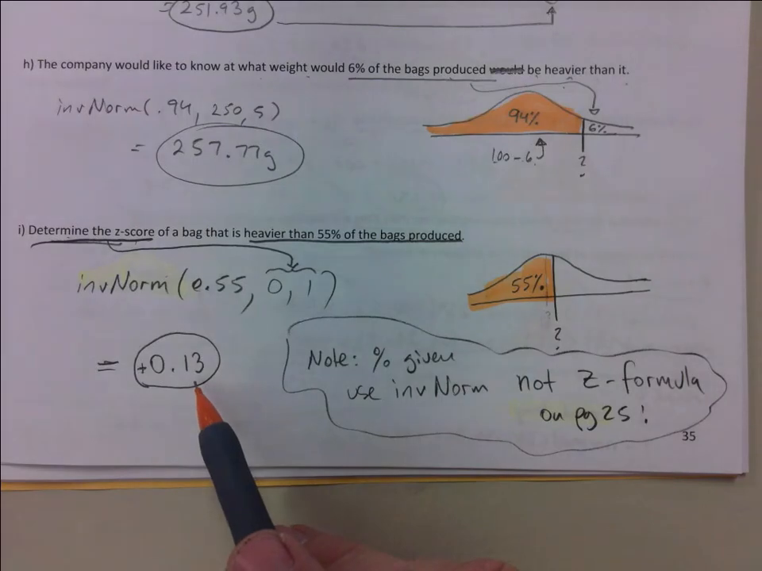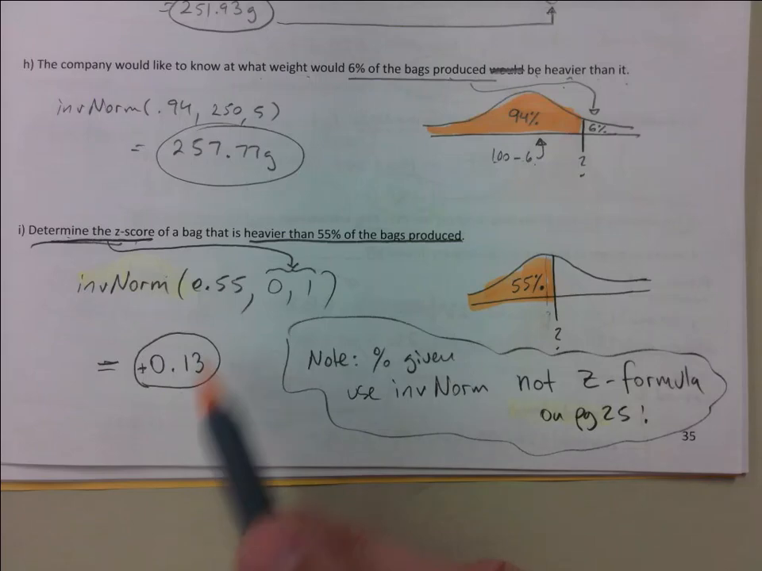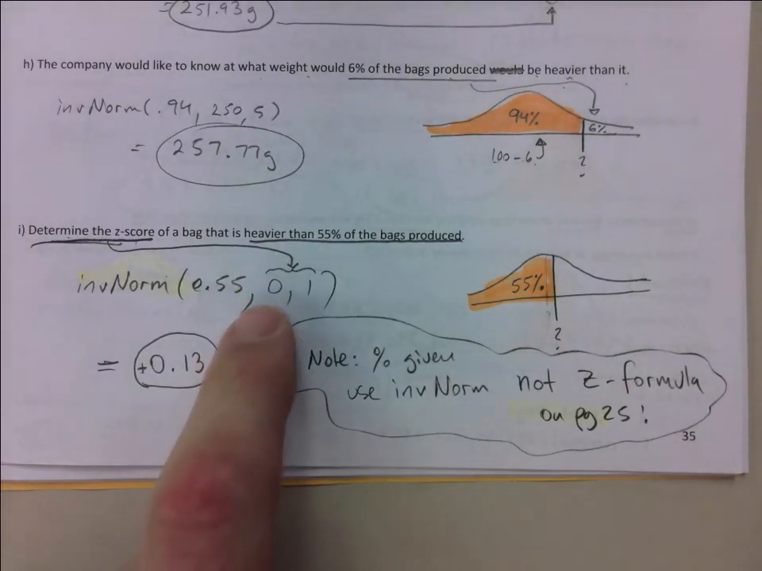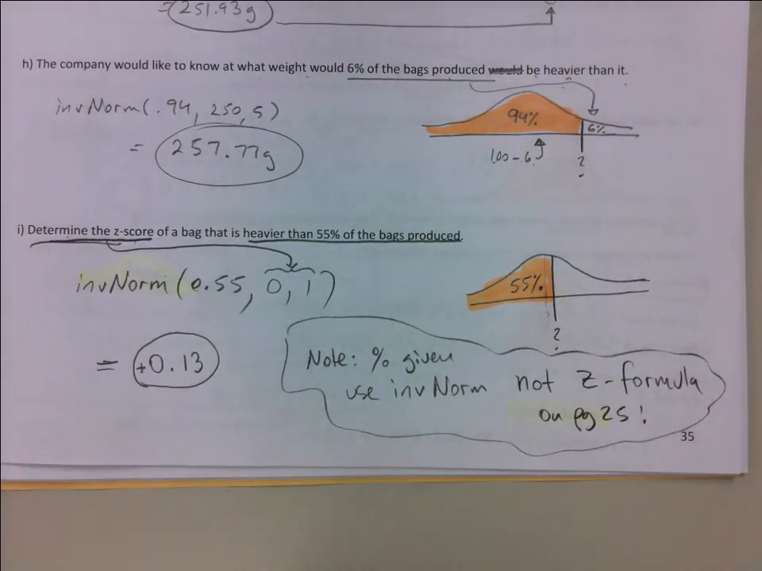Now that you have the z-score, you could technically use the formula to figure out the actual weight that would go with it. Or you could just go 250 here and 5, you would also get the actual weight. Okay. I'm going to stop here. We're going to continue.